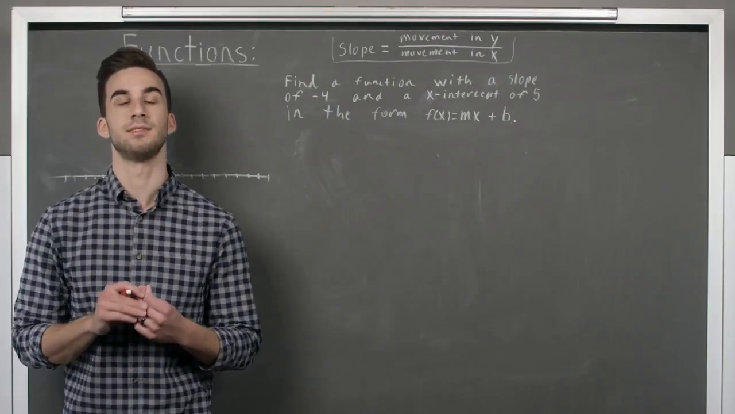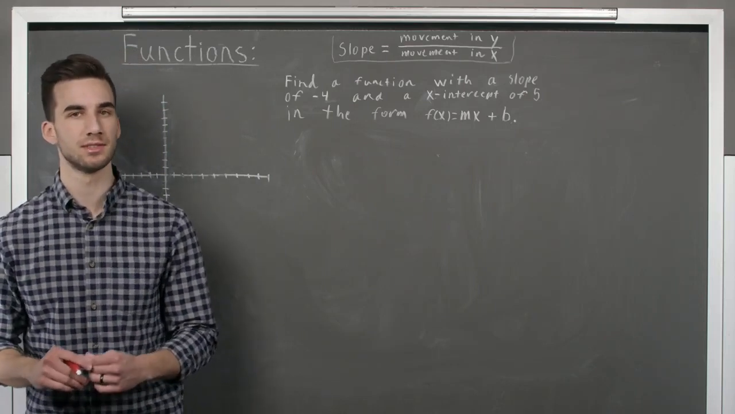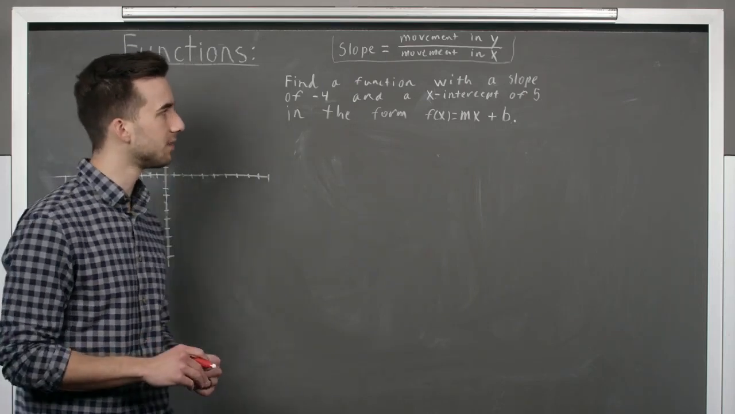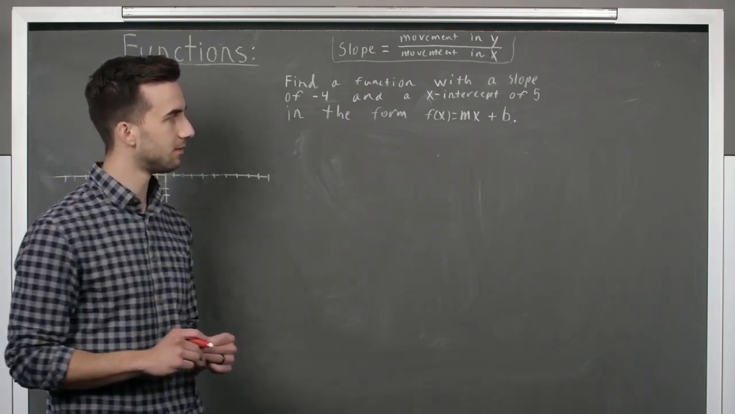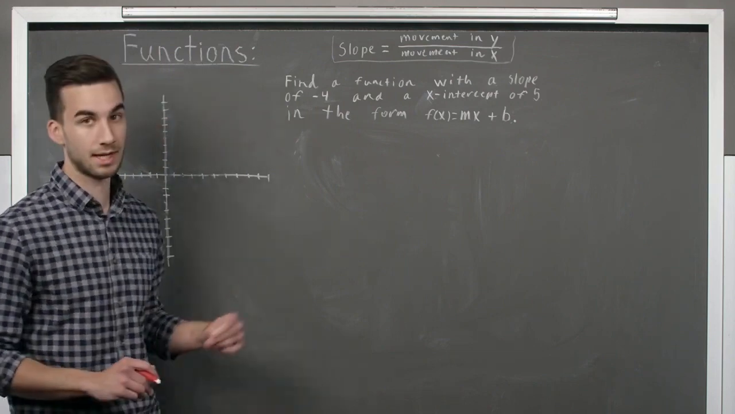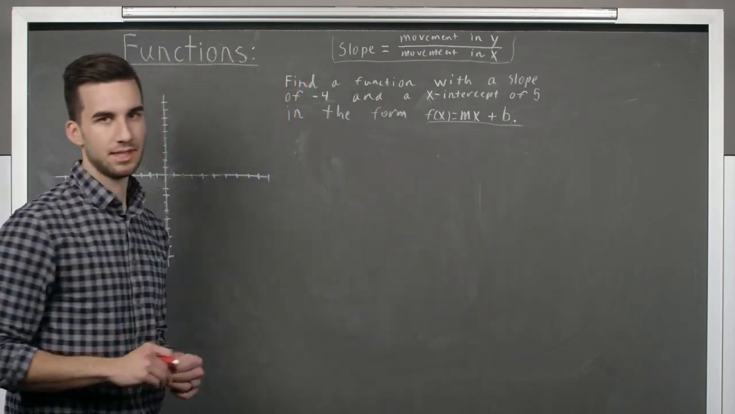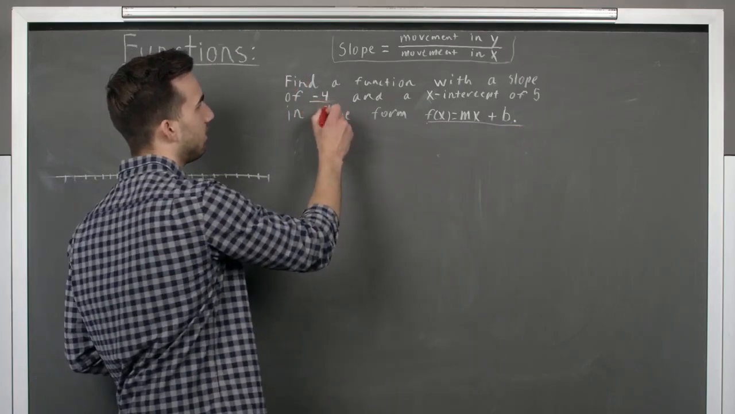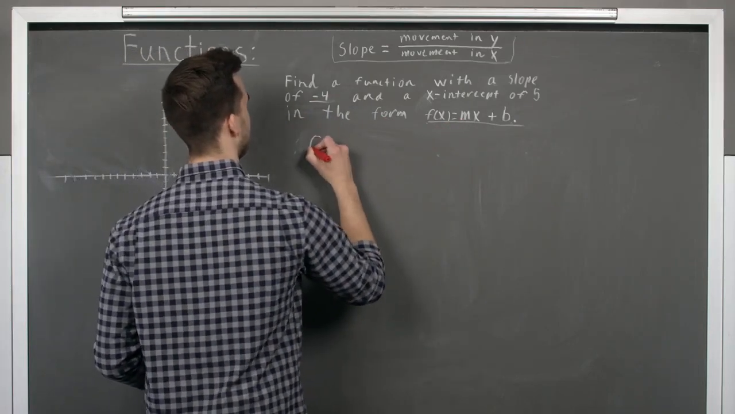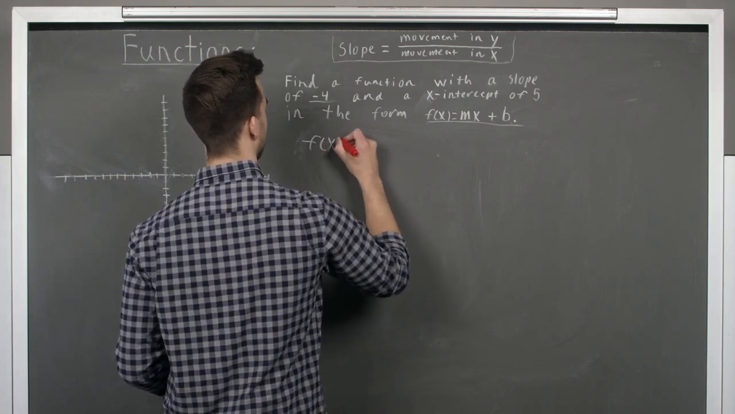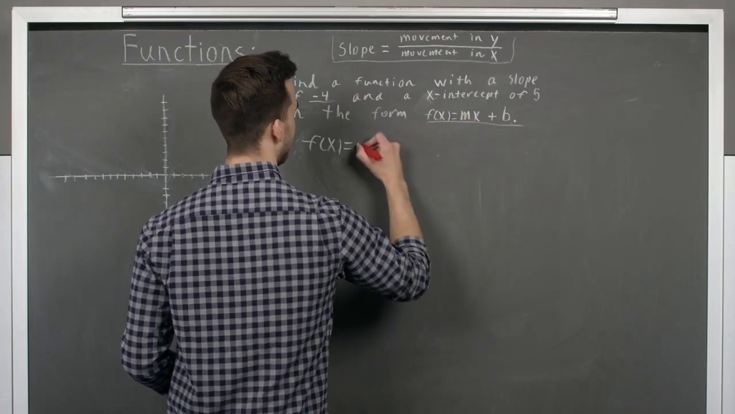Now that we know how to find the slope and x-intercept of a function, let's see if we can do it all in reverse. So here we're asked to find a function with a slope of -4 and an x-intercept of +5. And we're supposed to write it in the form f of x equals mx plus b. So we have the easy part, the slope. We can just write that as our m here, right? Because we know the slope is just the coefficient of x, also known as the number that multiplies by x. So -4 times x.